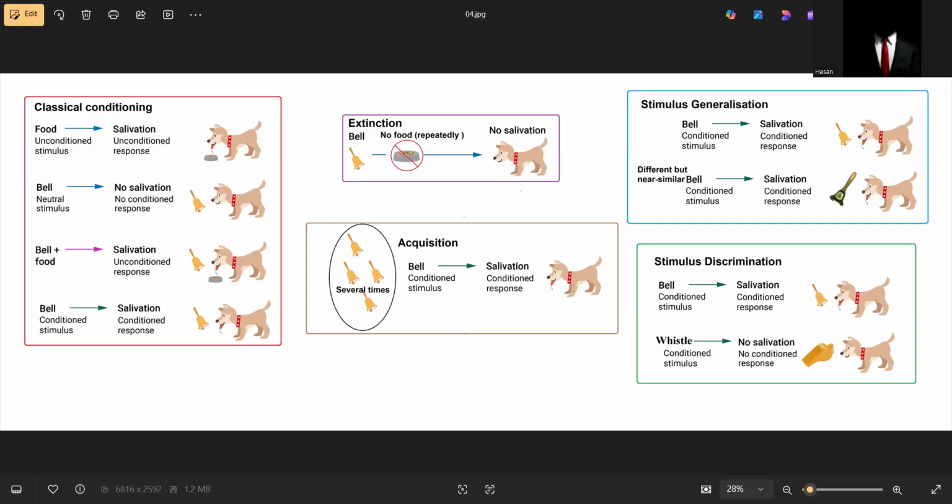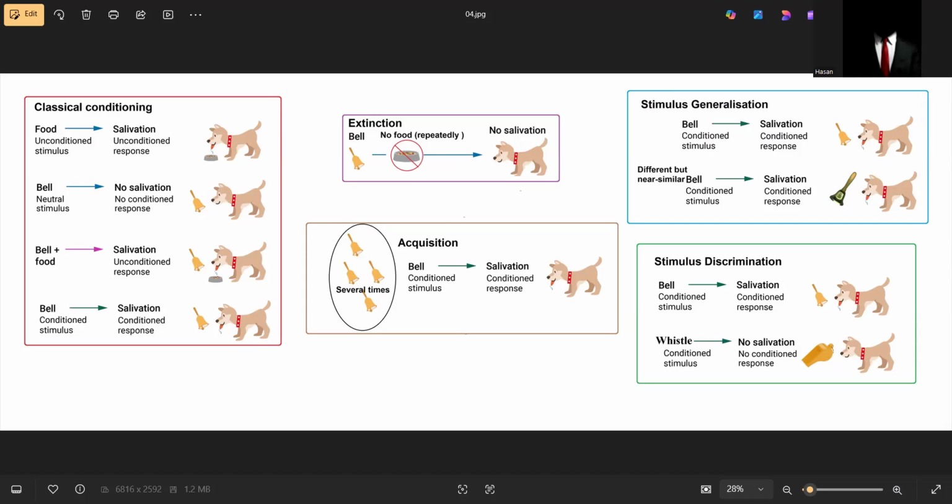A conditioned response can be regained by re-presenting the conditioned stimulus with the unconditioned stimulus, a phenomenon known as spontaneous recovery. After extinction, if food is presented with the bell several times, the dog will start salivating again by hearing the bell.